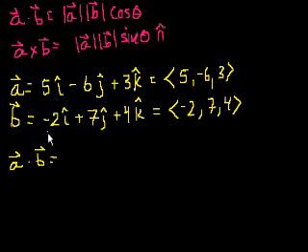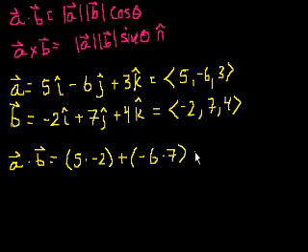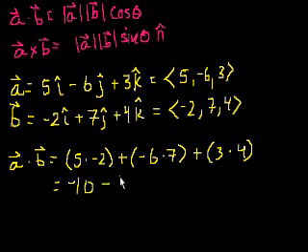All you do is you multiply the i components, add that to the j components multiplied, and then add that to the k components multiplied together. So it would be 5 times minus 2, plus minus 6 times 7, plus 3 times 4. So it equals minus 10, minus 42, plus 12. So this is minus 52 plus 12, so it equals minus 40. That's it. It's just a number.